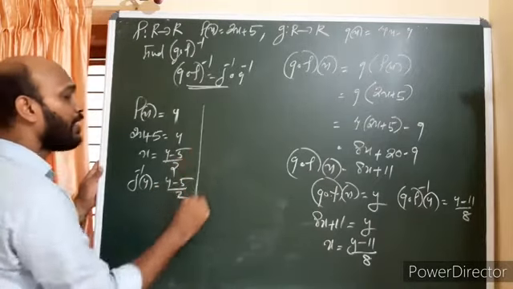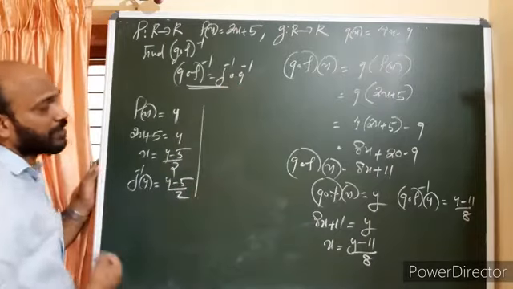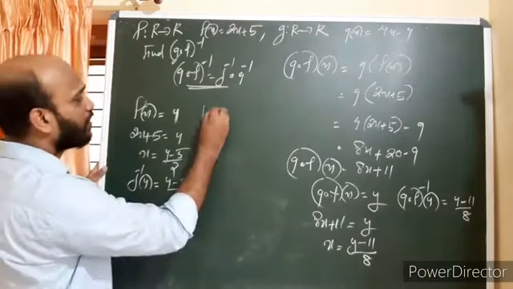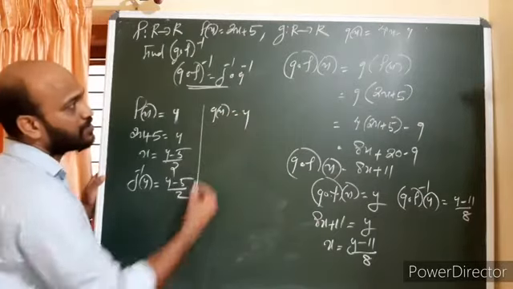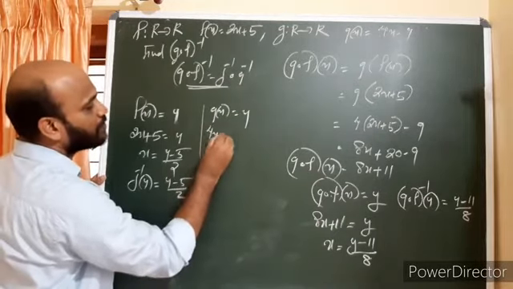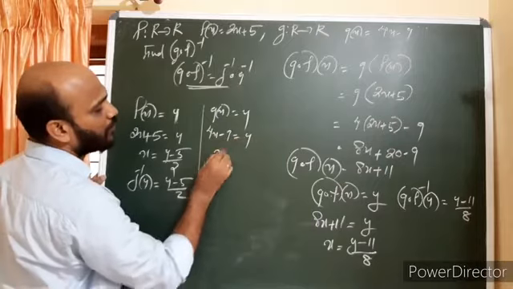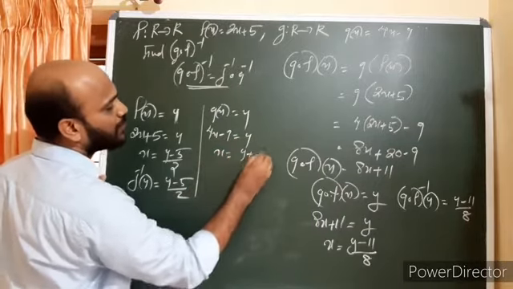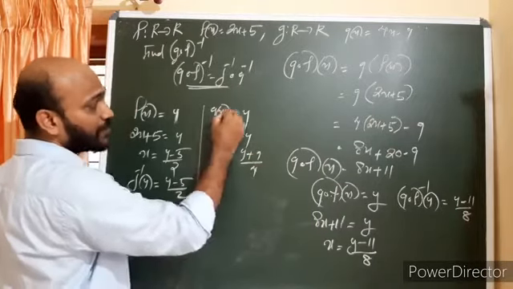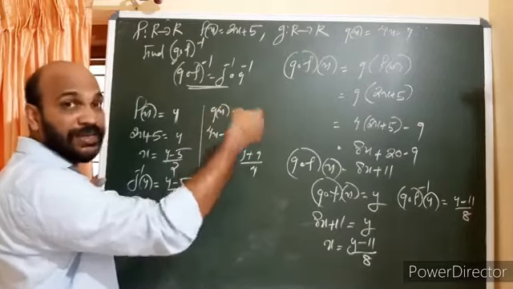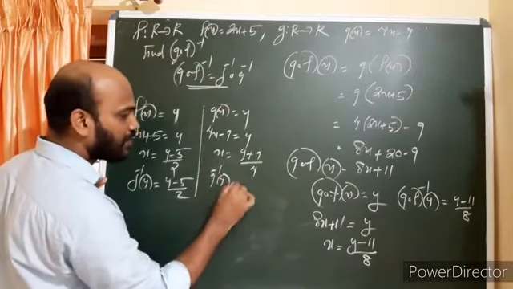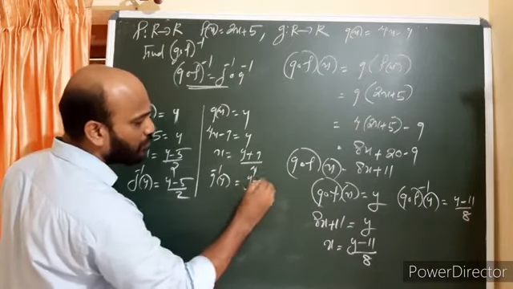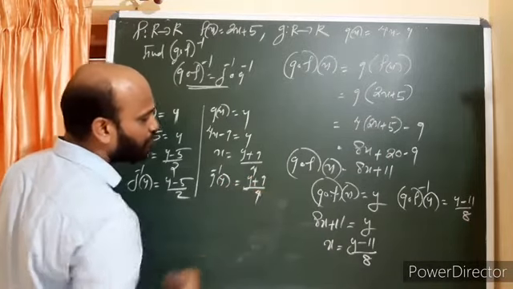And now we have to find g inverse of x, or g inverse of y. For that, take g of x equal to y. g of x means 4x minus 9 equal to y. So what is the value of x? (y plus 9) by 4. g of x equal to y, then x equal to g inverse of y. So g inverse of y equal to x and its value equal to (y plus 9) by 4.